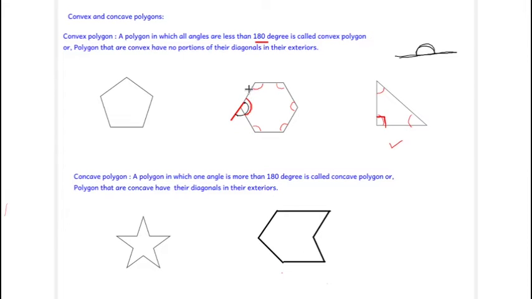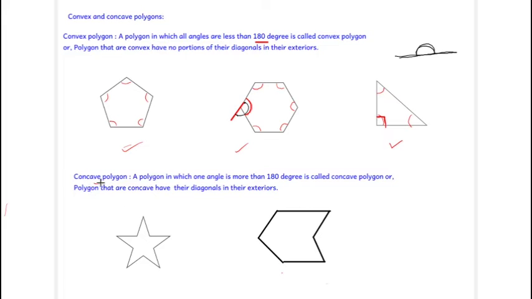So that's why here this angle is less than 180 degrees, and similarly you can check all the angles are less than 180 degrees. Similarly in the pentagon also all the angles are less than 180 degrees. So that's why these polygons are convex polygons.